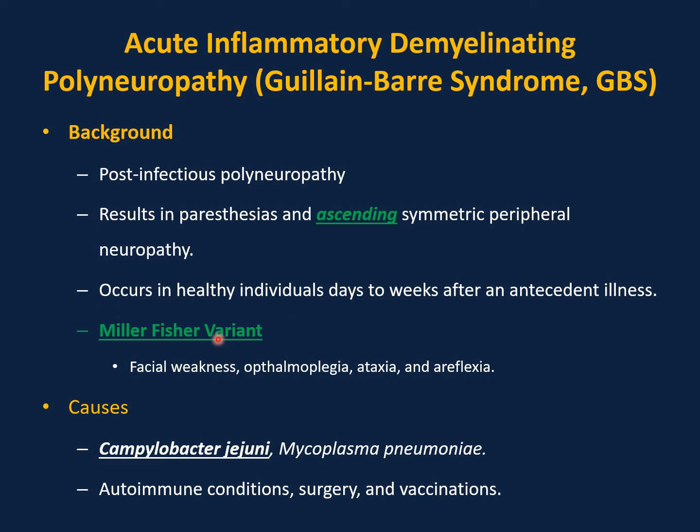Miller-Fisher variant: when the disease goes to the cranial nerves, they may present with facial weakness, ophthalmoplegia, ataxia, and areflexia, and this is well known as Miller-Fisher variant. Causes: Campylobacter jejuni is common, Mycoplasma pneumoniae, autoimmune conditions, surgery, and vaccination, for example, after influenza vaccine.